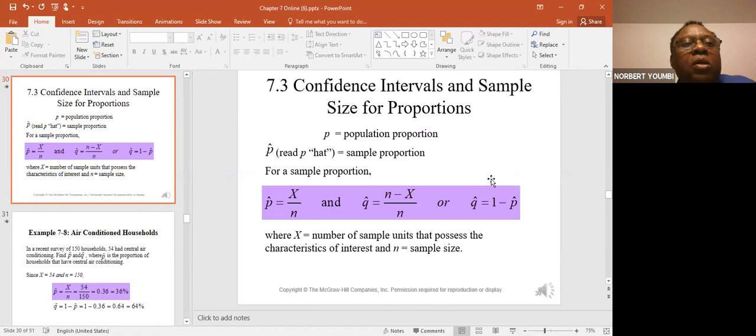Now for proportion, it is important at this point for you to know what a proportion is. The proportion is obtained by dividing the number of successes by the sample size. Sample proportion is x over n, P hat, and Q hat is n minus x over n. Observe that Q hat equals 1 minus P hat. In some of your homework and quizzes, you will be asked to find the sample proportion. It's just to take the number of successes divided by the sample size.